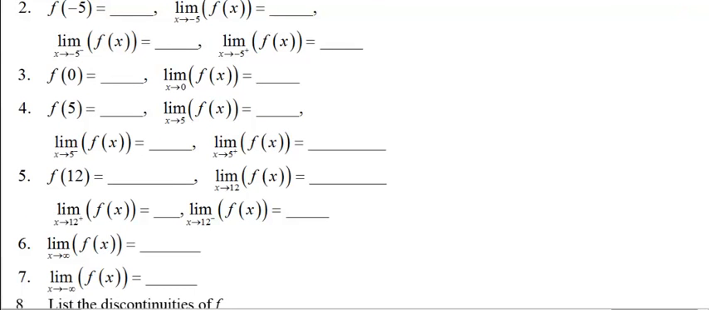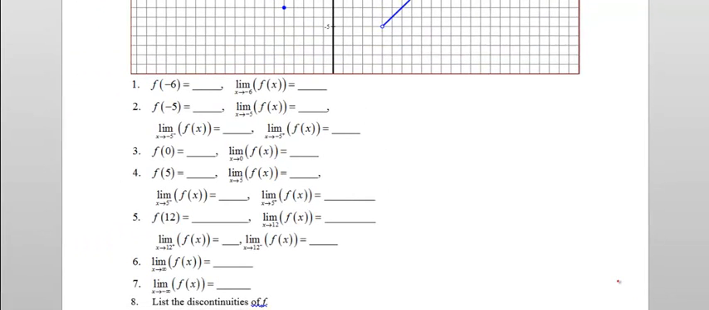So we could look at this. f of negative 6 and the limit as x goes to negative 6. f of negative 5 and the limit as x goes to negative 5, the full limit and then both one-sided limits. f of 0, the limit as x goes to 0 of f of x.